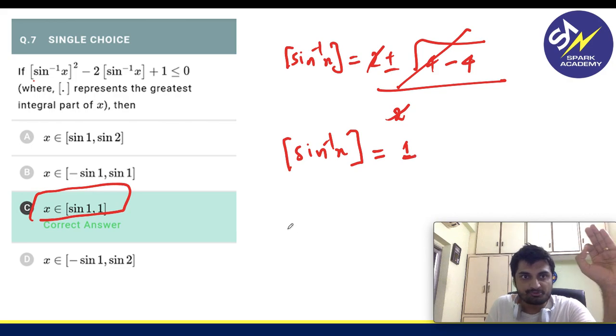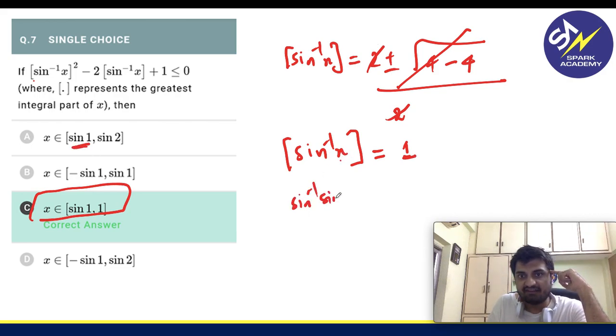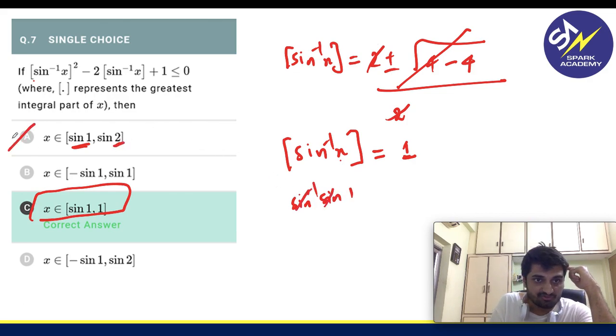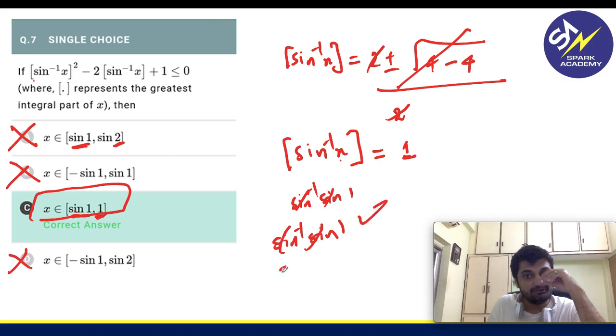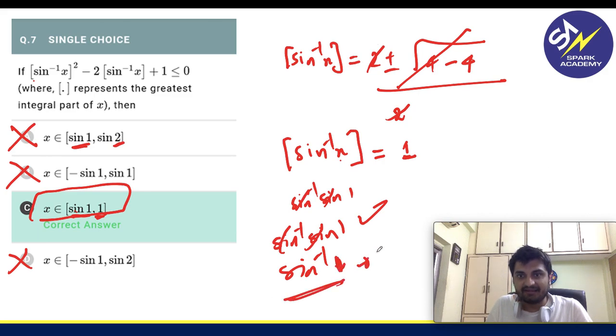Now let's check options. First option, sine 1. Sine inverse of sine 1, that is 1 only. But what about sine inverse of sine 2? That's not possible. Sine inverse of minus pi minus sine inverse, that's not possible. Negative, not possible. Now look at this. This is sine 1 and 1. So if you substitute sine inverse sine 1, that value is 1 only, correct? What about if you substitute 1? What is happening? Sine inverse of 1, I can write it as pi by 2.